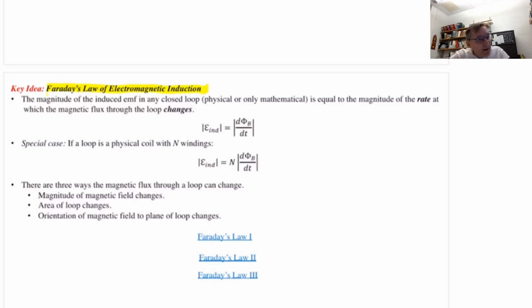EMF. Remember EMF from the chapter on circuits? An EMF is an energy source normally in a circuit that can drive a current, like a battery or a power supply or a solar cell, right? Or a wind turbine. Whatever it might be, an EMF supplies electrical energy to a circuit and can drive a current. The only way we've learned to have an EMF is like a battery or a power supply, something like that. What we're saying now is there's a new way to create an EMF in a circuit.